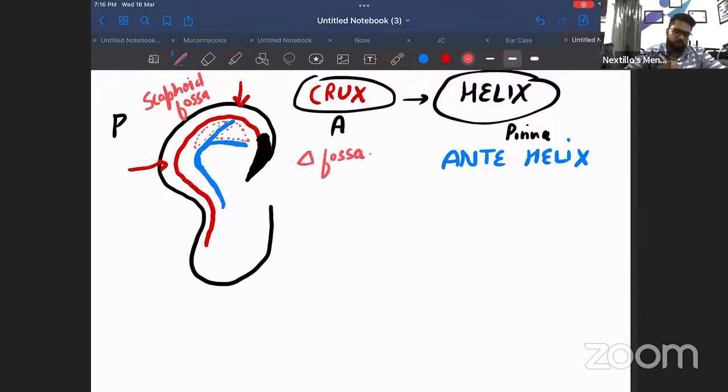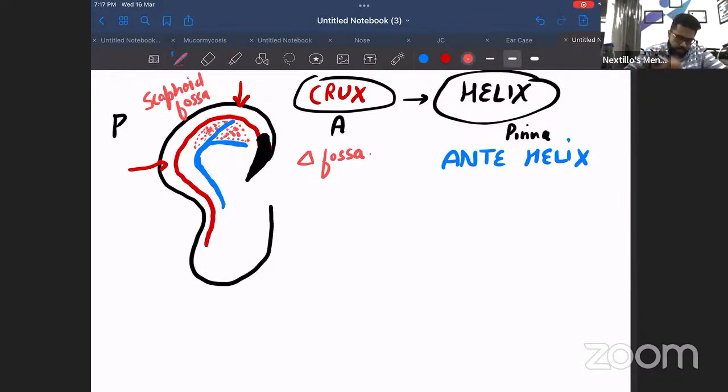So best way to remember this: take up your finger, keep it on your ear. This is helix. Just next to it, the other elevation is the antihelix. Now this elevation comes and divides here, forming a depression which is triangular. This depression which is triangular is called triangular fossa, and the depression above is called the scaphoid fossa.